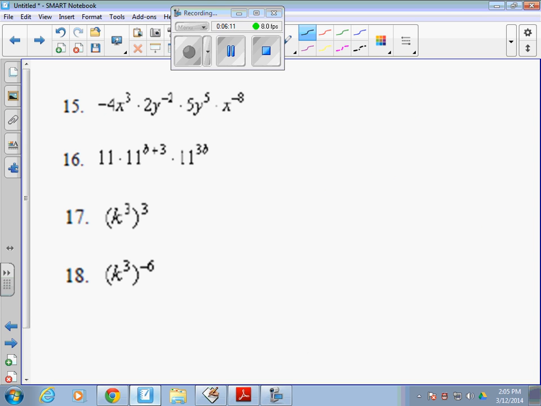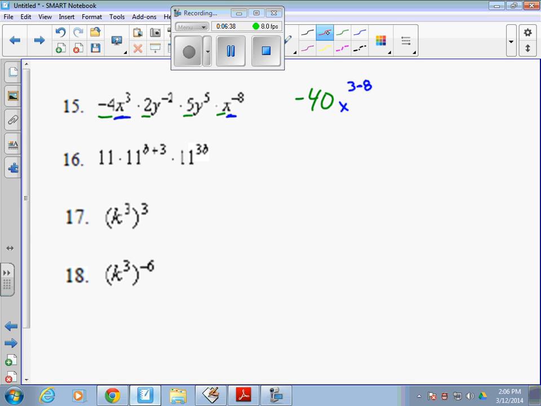Number 15, same problem as the last one. You can multiply all of your coefficients. Negative 4 times 2, negative 8. Times 5, negative 40. Times 1, negative 40 for your coefficients. Put your x's together. X to the third times x to the negative 8 becomes x to the 3 plus a negative 8, because you're multiplying. Plus a negative means minus. So instead of writing plus a negative 8, we'll just put minus.